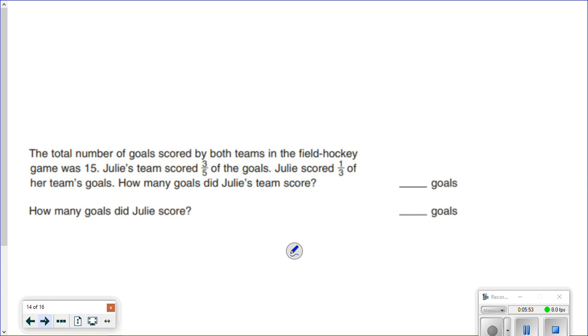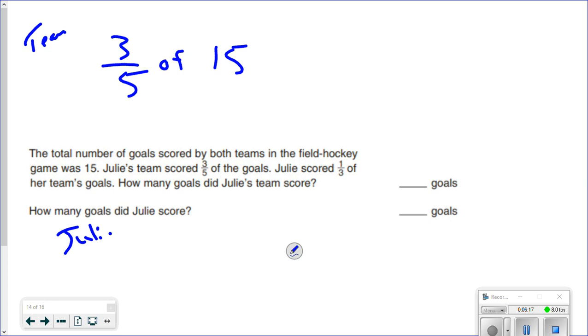The total number of goals scored by both teams in the field hockey game was 15. Julie's team scored 3/5 of the goals, while Julie scored 1/3 of her team's goals. How many goals did Julie's team score? Julie's team scored 3/5 of 15. So here's the team. Put Julie down here. Julie scored 1/3 of 15. Let's solve. This means multiply.